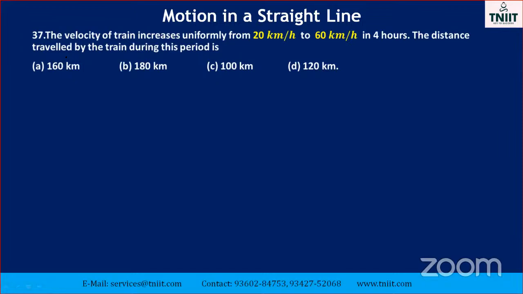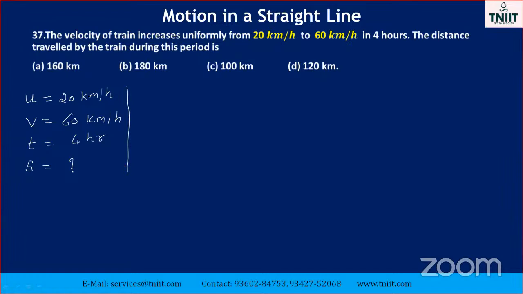Look at this. The velocity of a train increases uniformly from 20 kilometer per hour to a final speed of 60 kilometer per hour. It is going to be in a time of 4 hours. What is the distance traveled by the train during this time period?